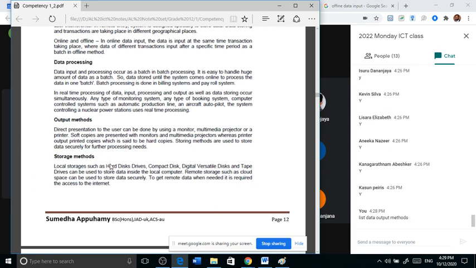Right? Storage methods. So when you consider the storage method, local storage such as hard disk drive, compact disk, digital versatile disk, that means DVD, and tape drives, Blu-ray, flash drives, right? USB stored inside the local computer.